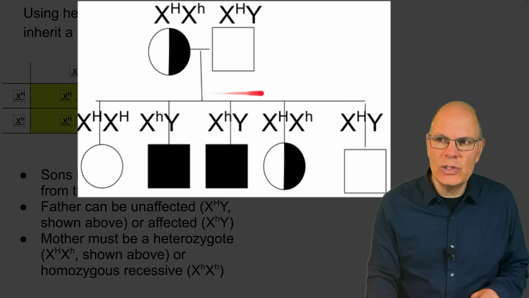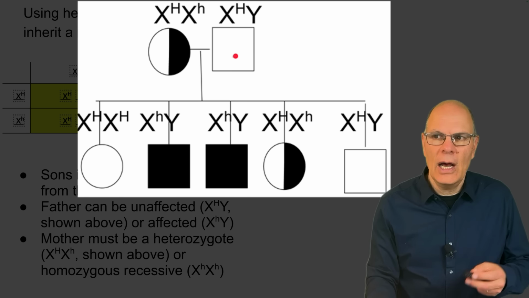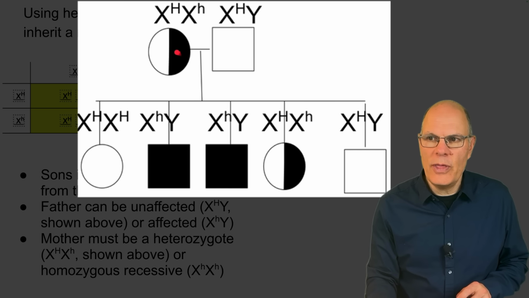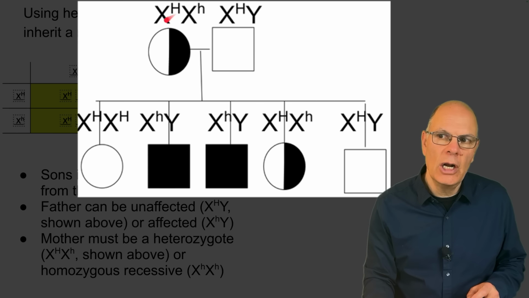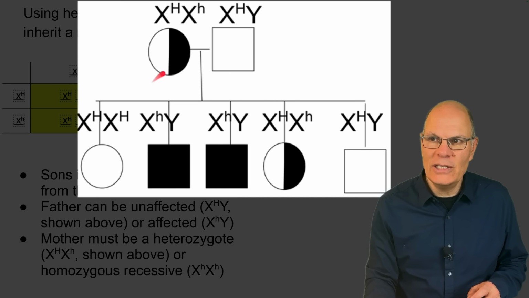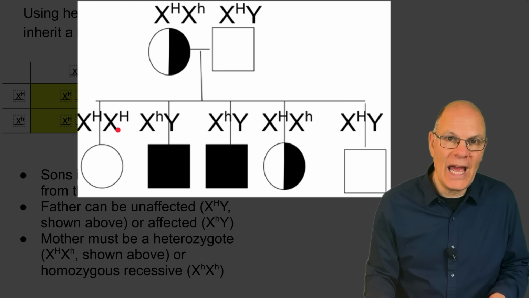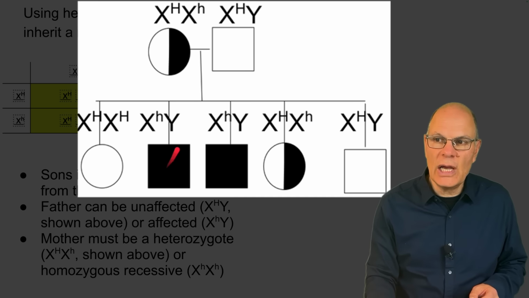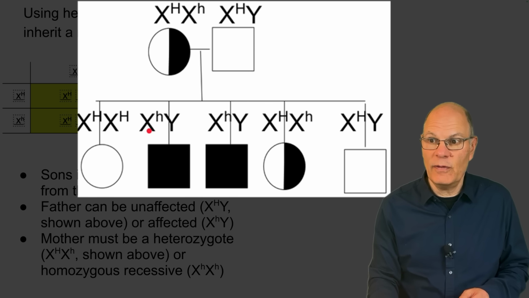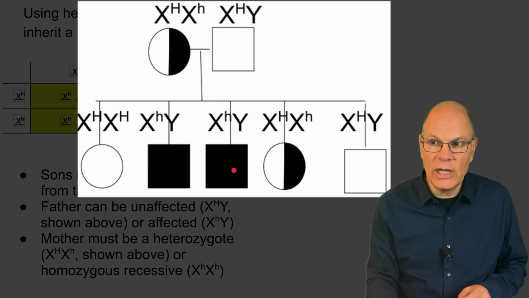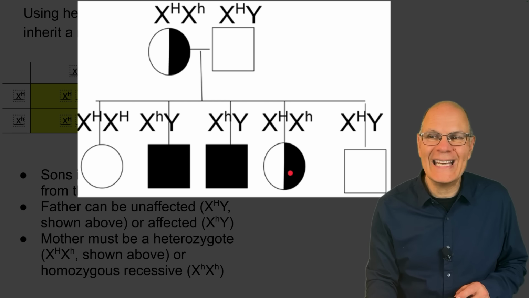Here's a pedigree that shows the same thing, basically a cross between a heterozygous female and a normal male. Note that in this case, the mom passed on her normal chromosome, and the dad passed on his normal chromosome. It's the only X chromosome that he has to pass on. In the case of these two sons, the mom passed on her defective X chromosome with the hemophilia allele. So we have two sons who are X little h Y. They're both hemophiliacs.